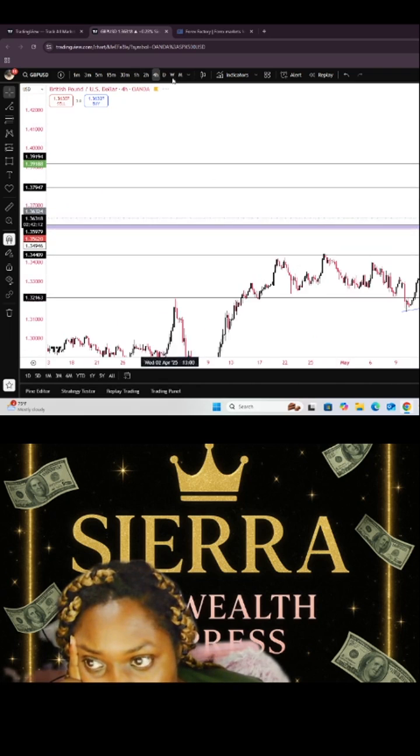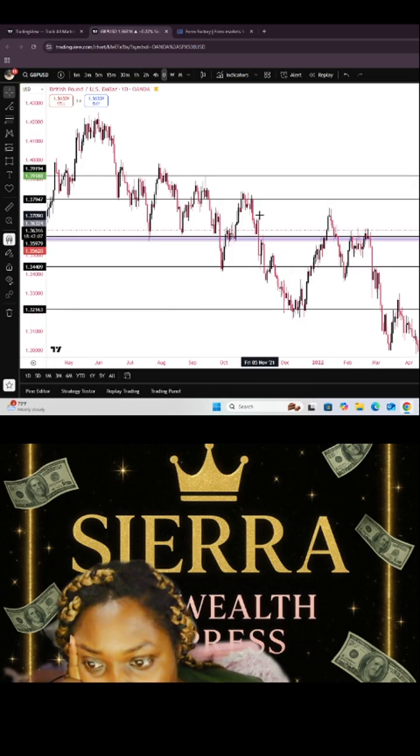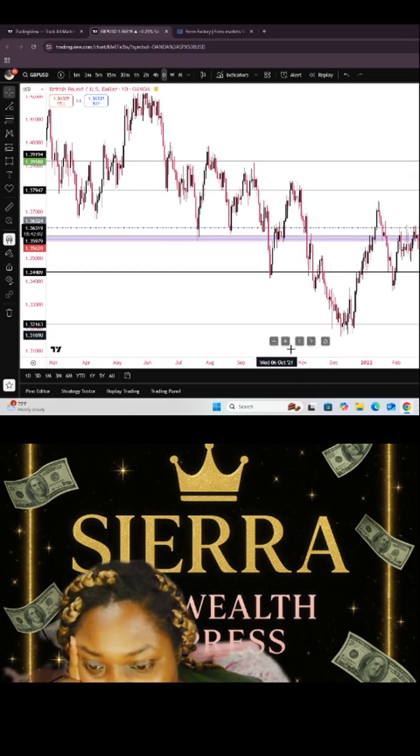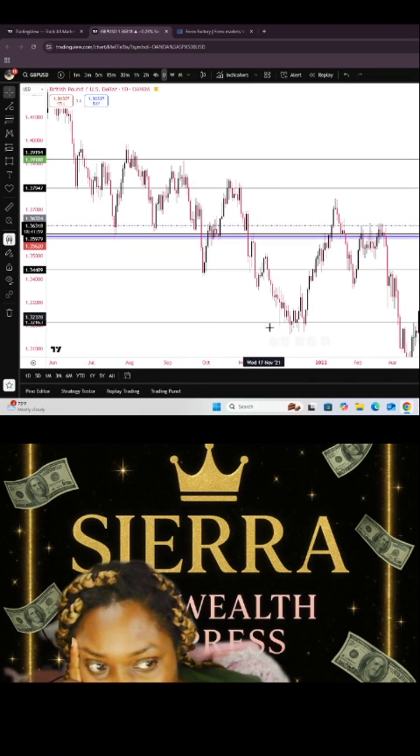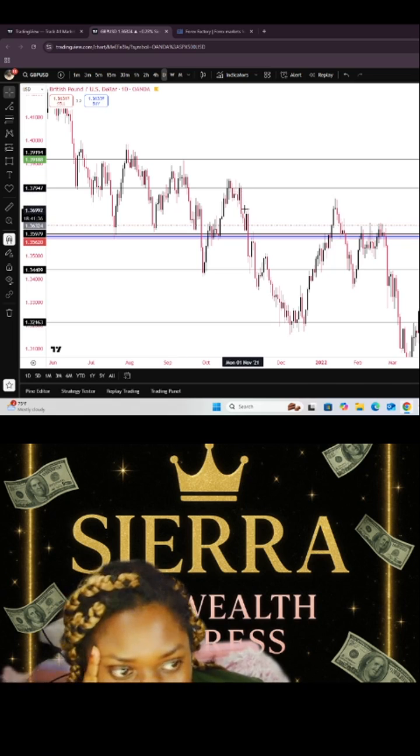Go to your 4-hour. Let's go to our daily probably. Go to your daily. Scroll over to the left. And find this area right here that's making these lower highs. I'm sorry, lower lows, lower highs, lower lows, lower highs. Okay? And you have 1, 2, 3 sections. The third section down on this big red candle, put your TP at the top of that big red candle. Okay?